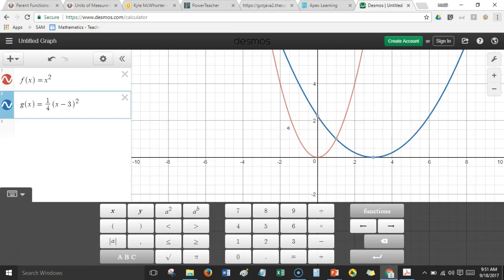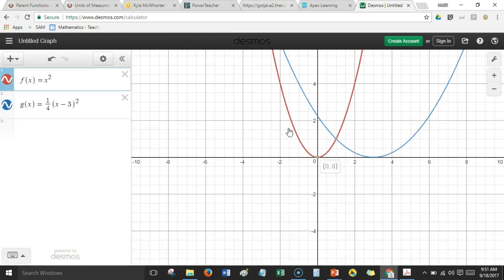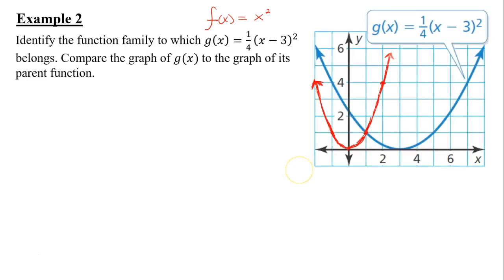So let's take a look at these. Here's my parent function, and here is my child function, my baby function. It looks like it's wider, right? And it's also, if you look at the vertex of this parabola and the vertex of that parabola, it's been shifted to the right. And what else? They're both U-shaped, right? So basically, the graphs kind of look like this.